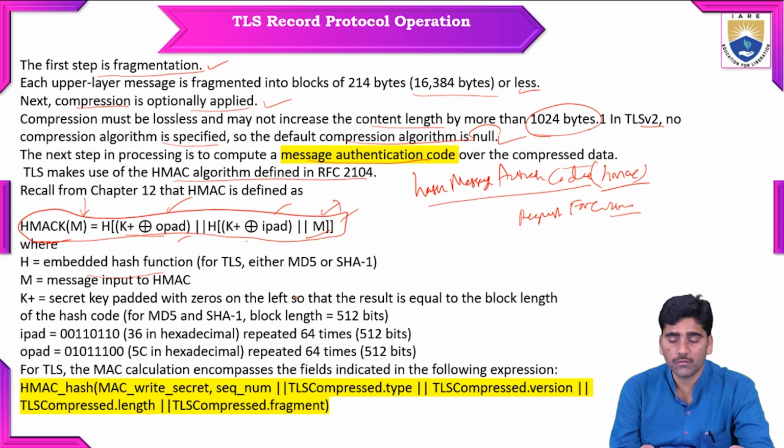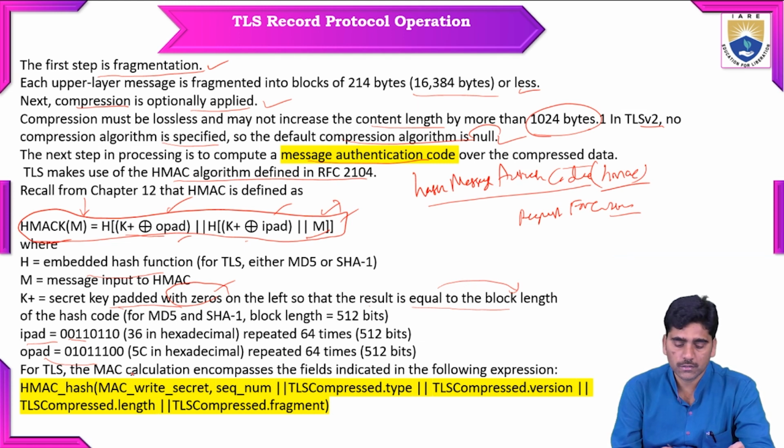where K+ equals the secret key padded with zeros on the left, so that the result is equal to the block length of the hash. The input pad is 00110110, and the output pad, which is repeated 64 times.